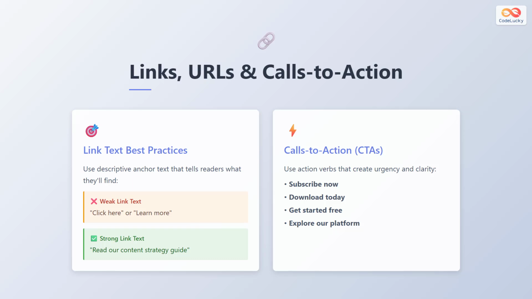Tell your readers what to do next. Don't assume they'll figure it out. A call to action is a clear instruction that guides readers toward your desired outcome. It could be sign up for our newsletter, read the full article, share your thoughts in the comments, or download this resource. Make your calls to action specific and easy to follow. Use action verbs and create a sense of urgency when appropriate. Calls to action increase engagement and help you achieve your content goals. They transform passive readers into active participants.